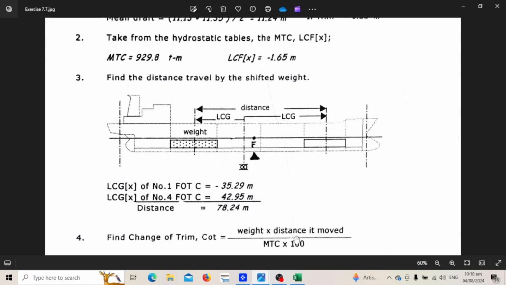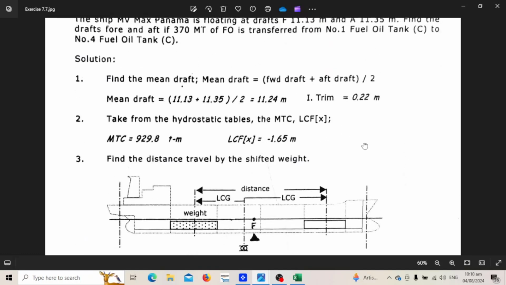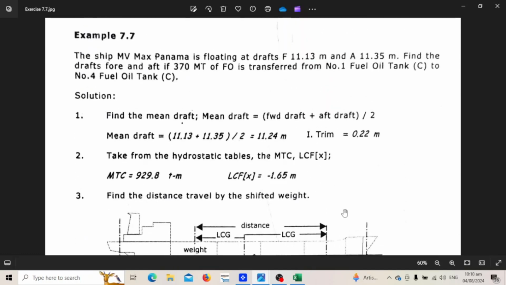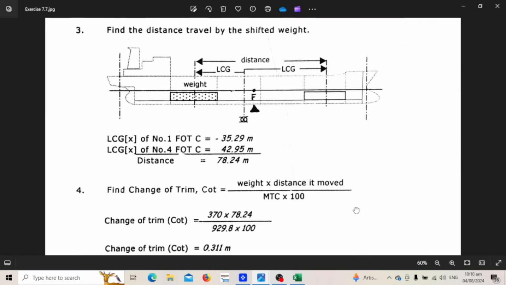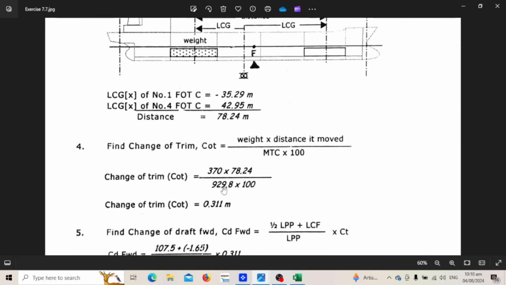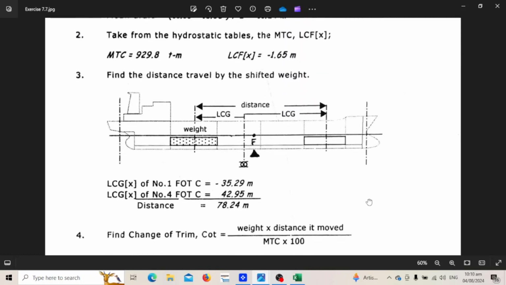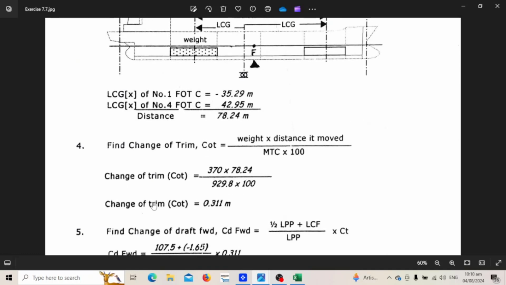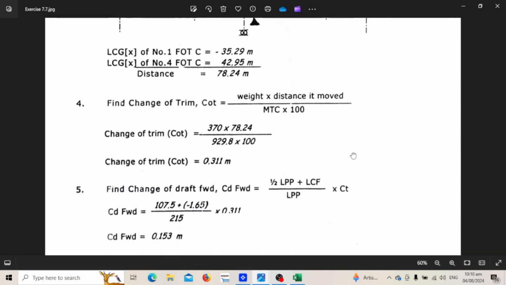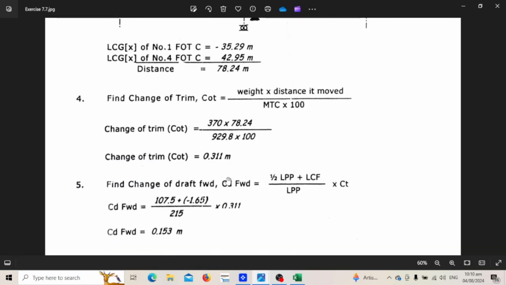Okay, so you have a distance 78.4 and your weight is 370. Okay, so here you have 370 times your distance over your MTC times 100. Then the resultant will be change of trim is 0.311. Okay, that will be positive.